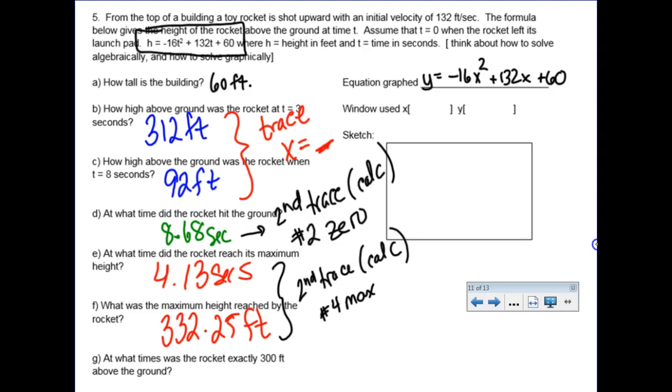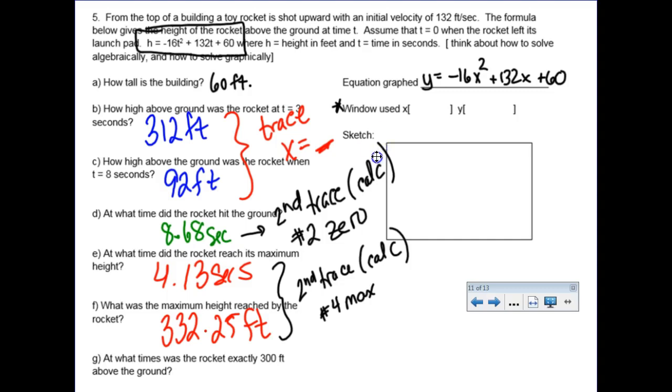Yes. Oh, and I kept forgetting to do this. You guys are supposed to sketch your little picture here. But then remember how we came up with the window with a little bit of help from first hour? We do expect you to be able to come up with an appropriate window. So last hour someone asked me, can I just do zoom fit? And we talked about the limitations of zoom fit.